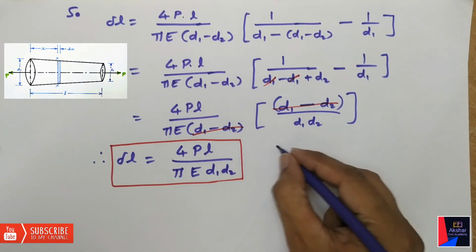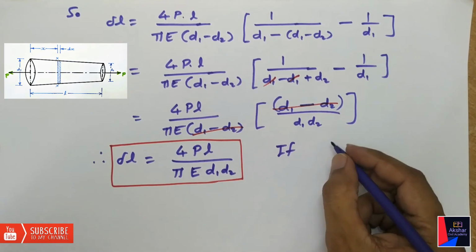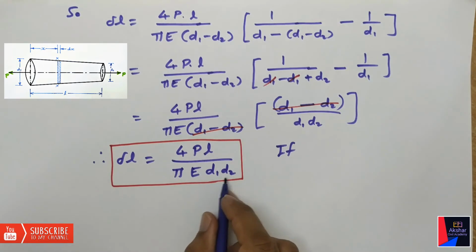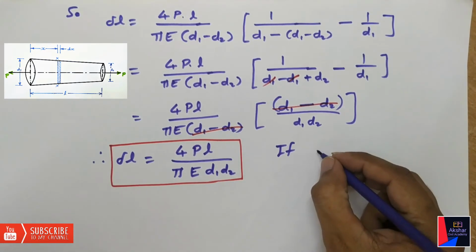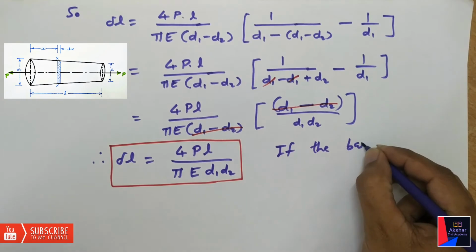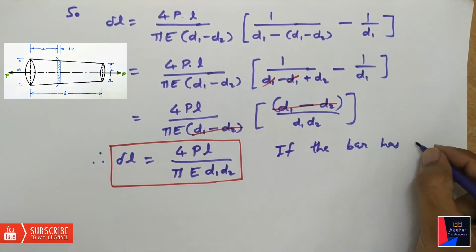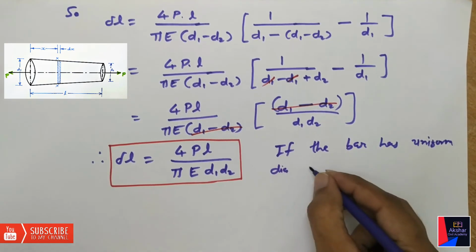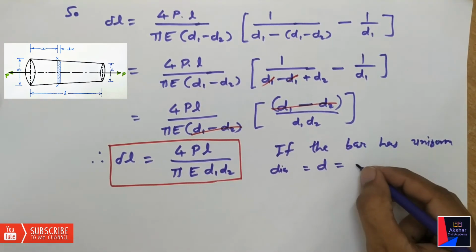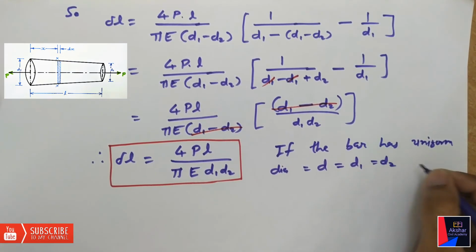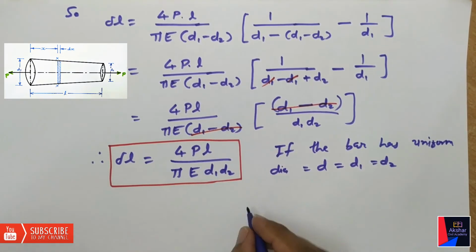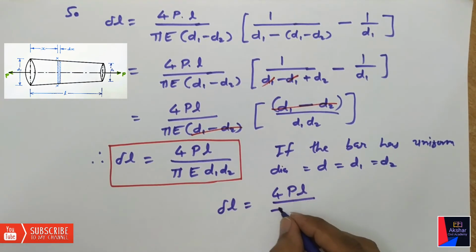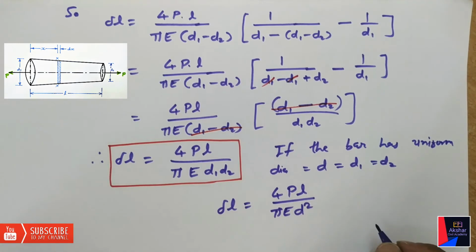And now if the bar had a uniform diameter d, see, here the diameter was bigger at one end and smaller at the other, but if the bar has uniform diameter d, then d is equal to d1 is equal to d2. By putting this we can get del L will be equal to 4PL upon pi E d square.